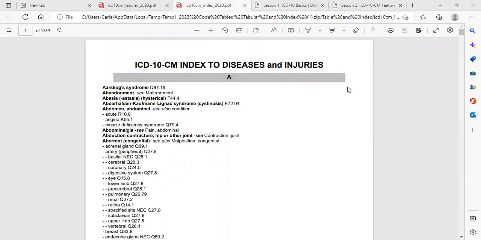So as you can see here, this is the ICD-10-CM index to diseases and injuries. And we want to be in the diseases section, not the external causes, because we know that the dermatitis happened internally. It was due to them digesting food. It wasn't an accident. It wasn't a car accident or anything. So we had dermatitis due to digested food, and that's what we're going to look up in our section. We're going to look up dermatitis.